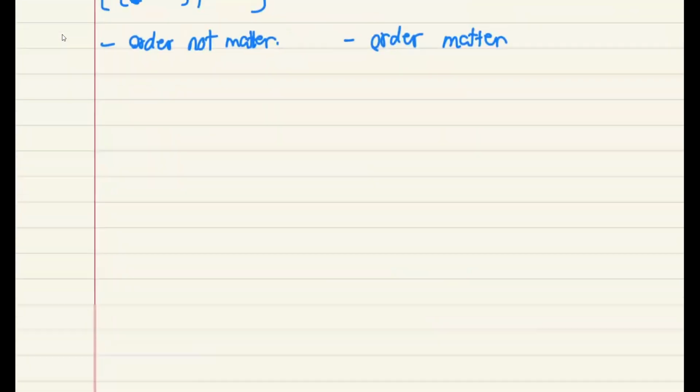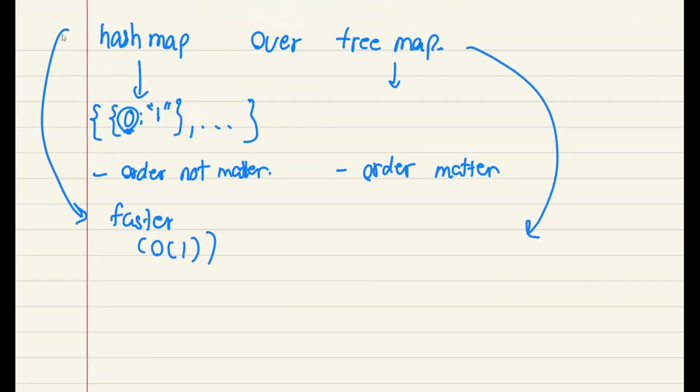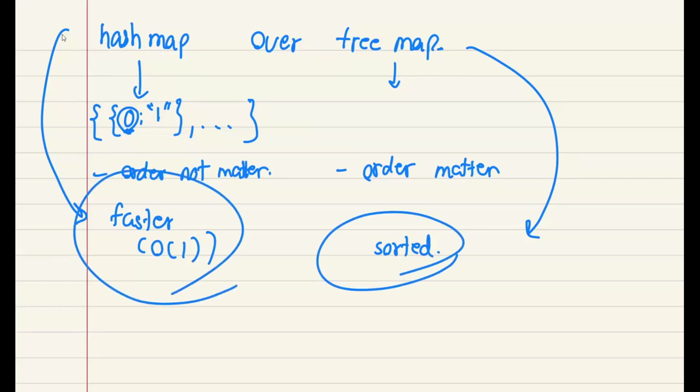So the advantage of a hash map is that it is faster, because it is just O of one time to get the answer. But the tree map is a bit slower, and its advantage is that it is already sorted. So this is the tree map advantage, and this is the hash map advantage.